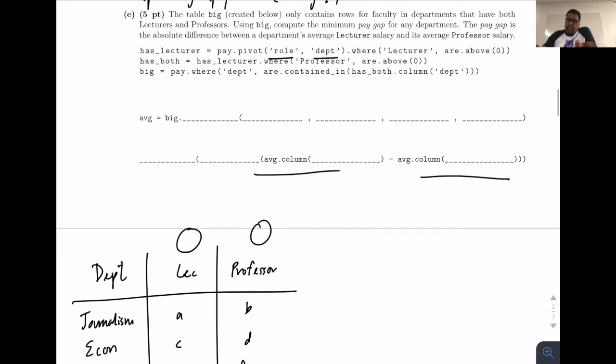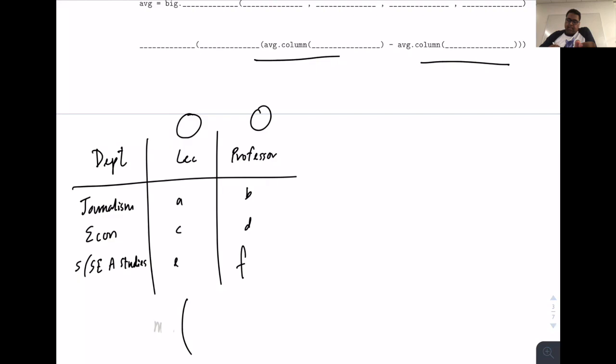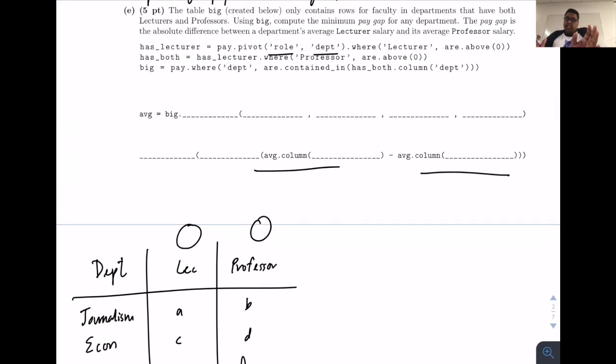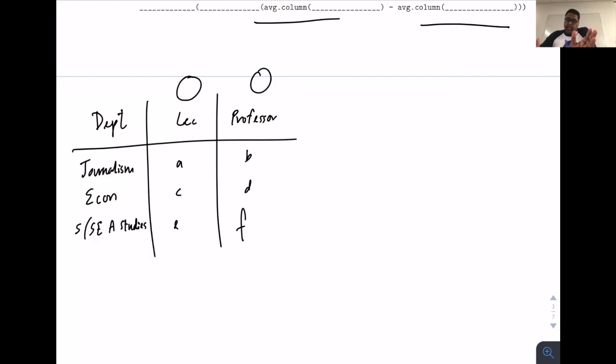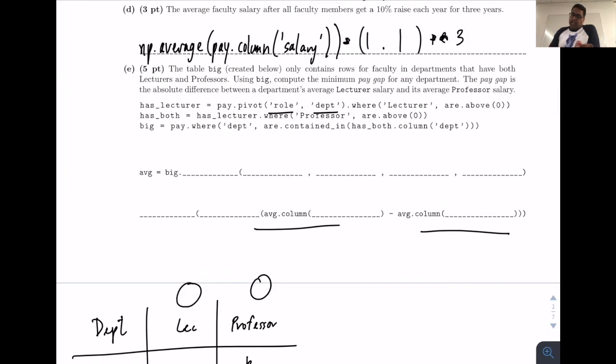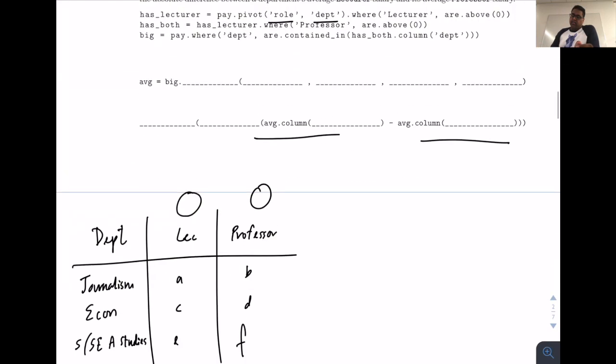So what we want to do is create a table that has the average salary of each of these positions: average salary for econ lecturer, average salary for journalism prof. Get some sort of table like that, and then take the average value for lecturers and the average value for professors, subtract them, and find the minimum value of that. And that will give us our minimum pay gap, which is what the question wants us to find.